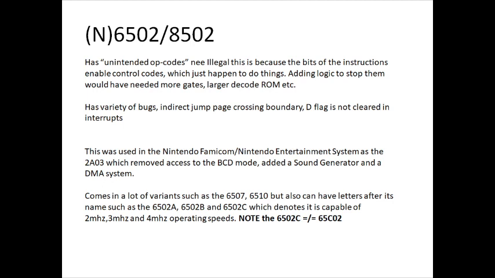These denote the maximum operating speed the chip is rated for. So A is for 2 MHz operation, B means 3 MHz operation, and C means 4 MHz operation. It's important to note that the 6502C is not the same as a 65C02. They are very different chips.